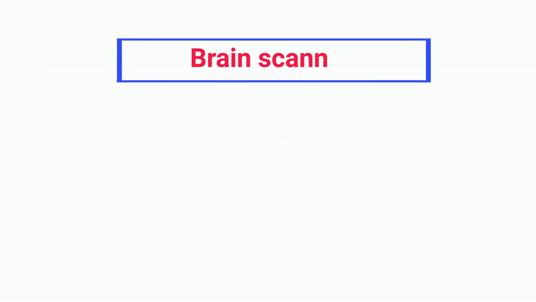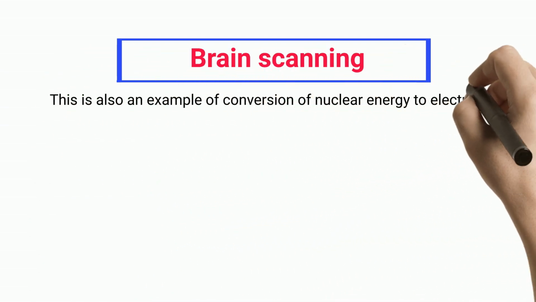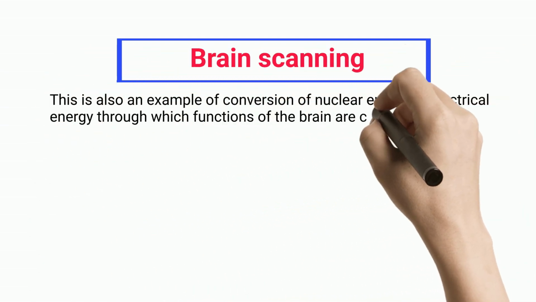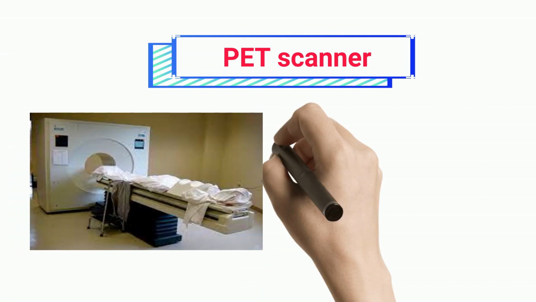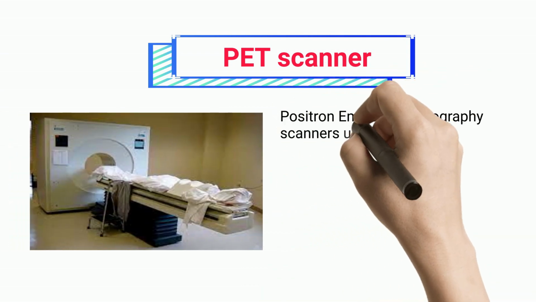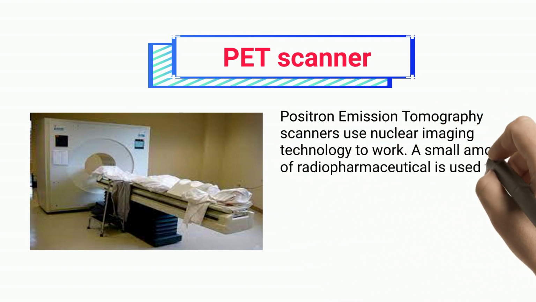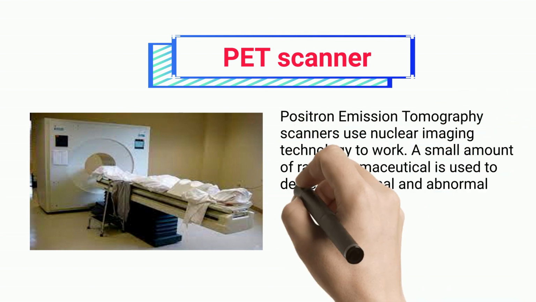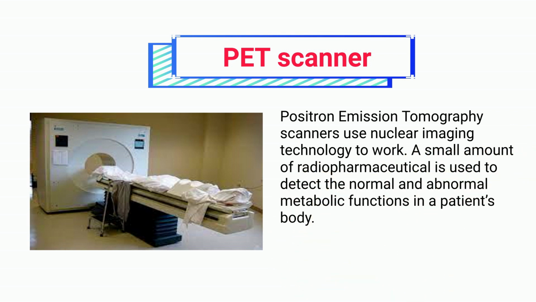Brain scanning. This is also an example of conversion of nuclear energy to electrical energy through which functions of the brain are checked. PET scanner. Positron emission tomography scanners use nuclear imaging technology to work. A small amount of radiopharmaceutical is used to detect the normal and abnormal metabolic functions in a patient's body.